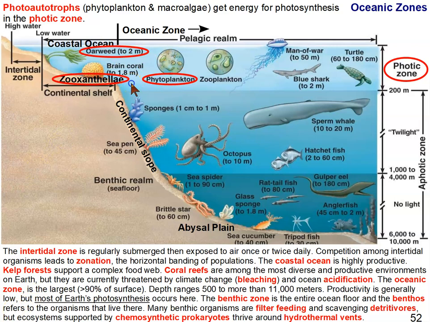So the bottom line here is that the algae are the producers in all aquatic food webs, whether they be freshwater or marine food webs.